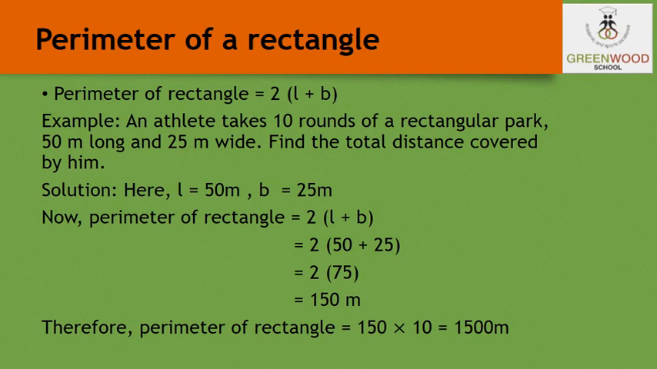If a boy covers one complete round, he will be covering 150 meter. But an athlete takes 10 such rounds. So total distance would be equal to 150 into 10, that is 1500 meter.